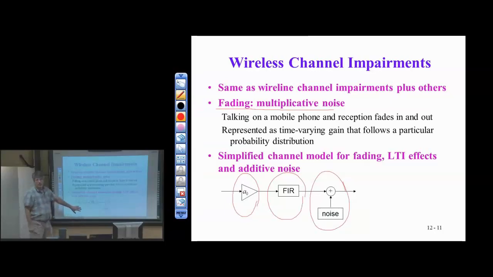Pretty simple to simulate in MATLAB in discrete time. It's just a gain, and we might have to update the A0 every so many milliseconds to follow a distribution in the wireless case. In the wired case, the gain's 1. The rest of it, FIR filter, use the filter command in MATLAB, and then add noise. It's a very simple channel model, and it covers an awful lot of possibilities.